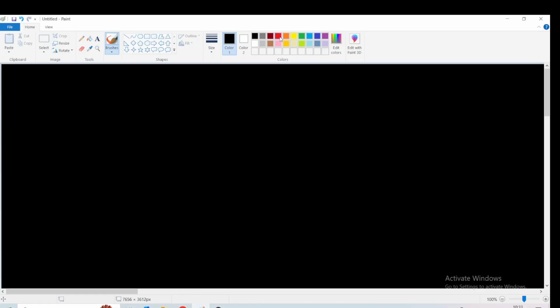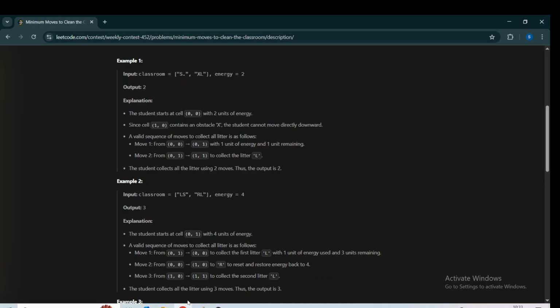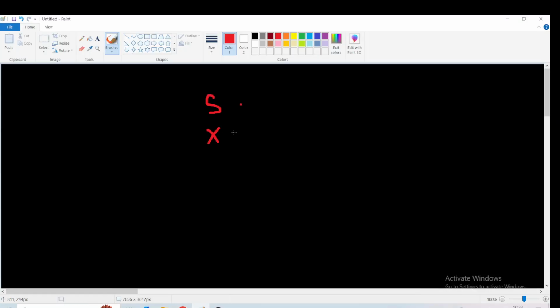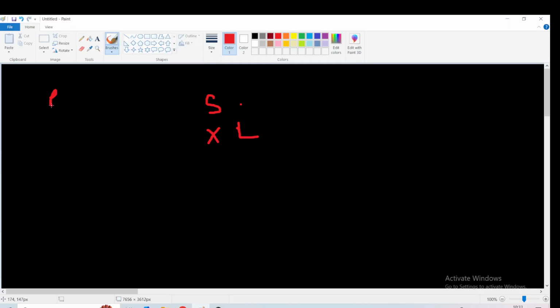Let's take the first example: the grid is dot, X, and L. This grid is given and we have another value, energy. Let's say E equals 2. From the starting cell, we have to go to each of the other cells and clean the litter. Initially we are at the source and our initial energy is E, which is 2.